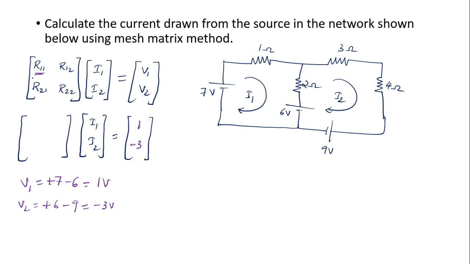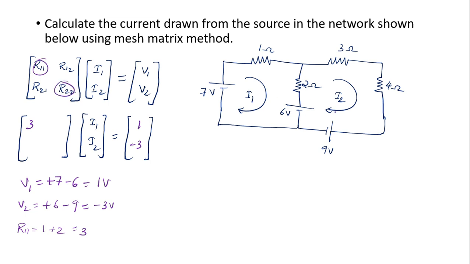R11 corresponds to the sum of resistors present in mesh 1. So what is R11? R11 is the sum of the resistors that are present in mesh 1. So how many resistors are there in mesh 1? You can see there is a 1 ohm resistor and there is a 2 ohm resistor. So you simply take the sum of these values. So here I can say R11 is equal to 1 plus 2, that is equal to 3. So here R11 is equal to 3. So you got R11.